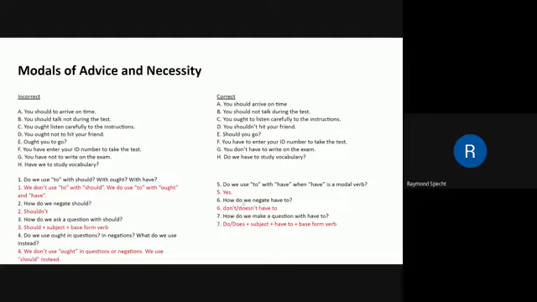How do we negate have to? We use don't and doesn't with have to. We don't say have not to, or have to not. We don't say that.